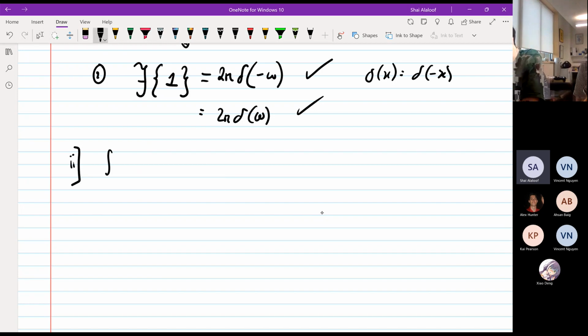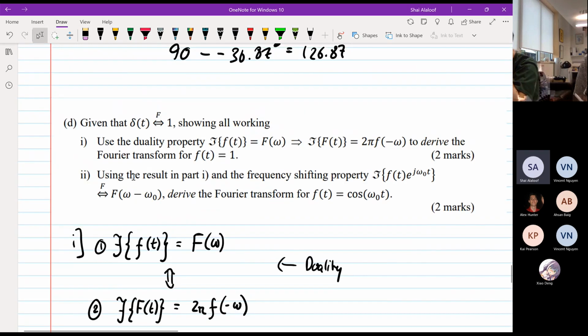Okay, so we're going to start with f of t is cos omega t. We want the Fourier transform of this. We already know that, if you look at the table, it's going to be a mixture of Dirac delta functions. So it says, using the result in part I and the frequency shifting property. Now, the frequency shifting property, you see how it's got this e to the j omega naught t. That kind of clues me in that I want to write this cosine in terms of exponentials, right? Because cosines and sines can be written as exponentials. That's my first clue.